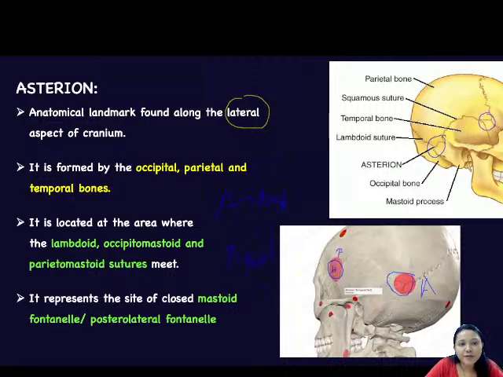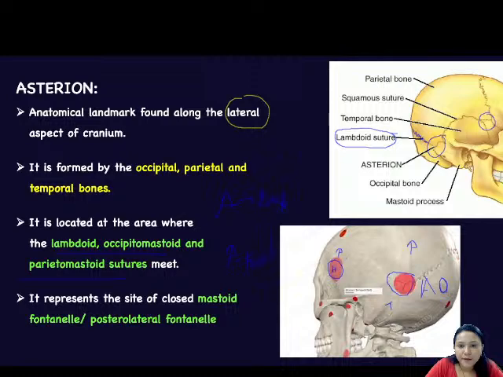Now the asterion is formed by the occipital bone on the back side, then the parietal bone here, and the temporal bone. So it is formed by these three bones and it is located at the junction of the lambdoid, occipitomastoid and parietomastoid sutures. Here you will have the lambdoid suture, as you can see here.